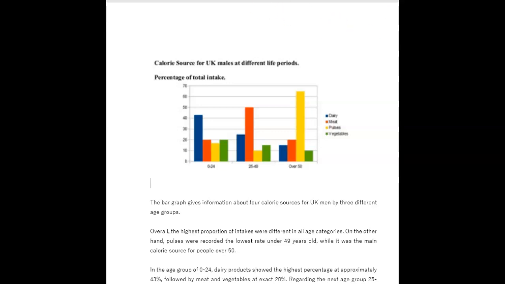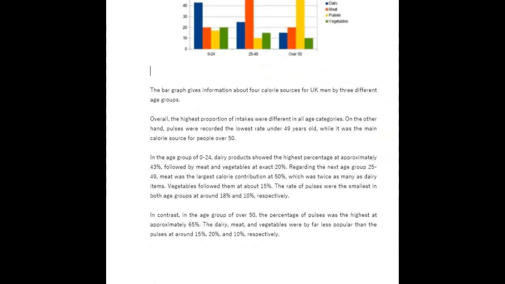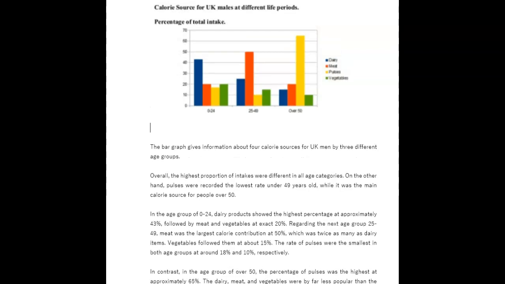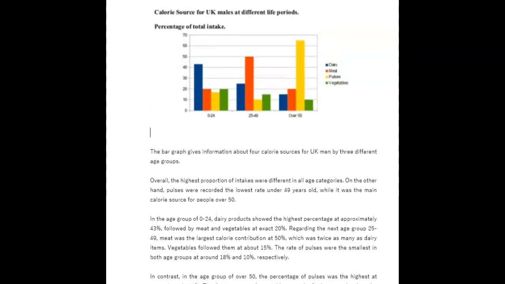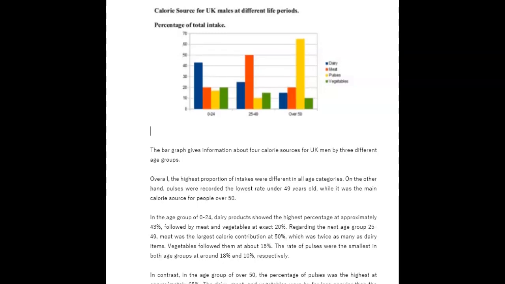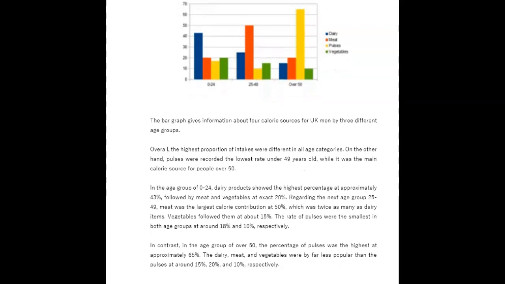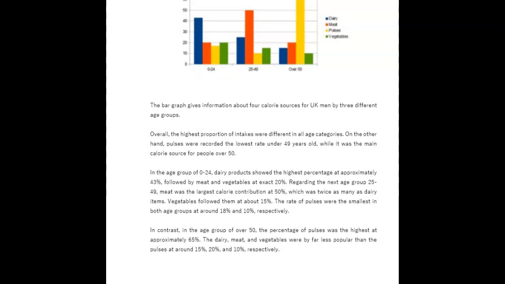So you have sent us a task 1. I would also love to see a task 2 from you if possible, but let's take a look at what you have written here in your task 1. Let's see, calorie source for UK male. Oh, okay, yes, I've seen this one before. All right, this is an interesting one. A lot of people misunderstand the information, and so they express it incorrectly. Let's see how you did with this.